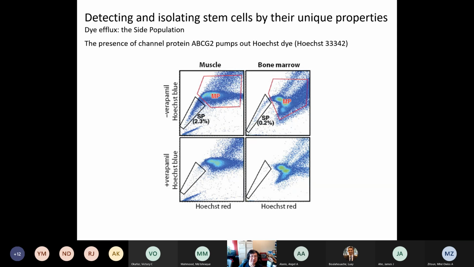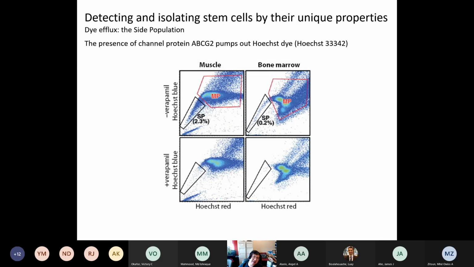You can see in muscle cells, you have this so-called side population. Why is it the side population? Because this population has low signal of Hoechst. The Hoechst gets exported. The major population is high in Hoechst blue and high in Hoechst red. Well, the side population has lower expression of Hoechst. I shouldn't say expression, lower signal of Hoechst, right?